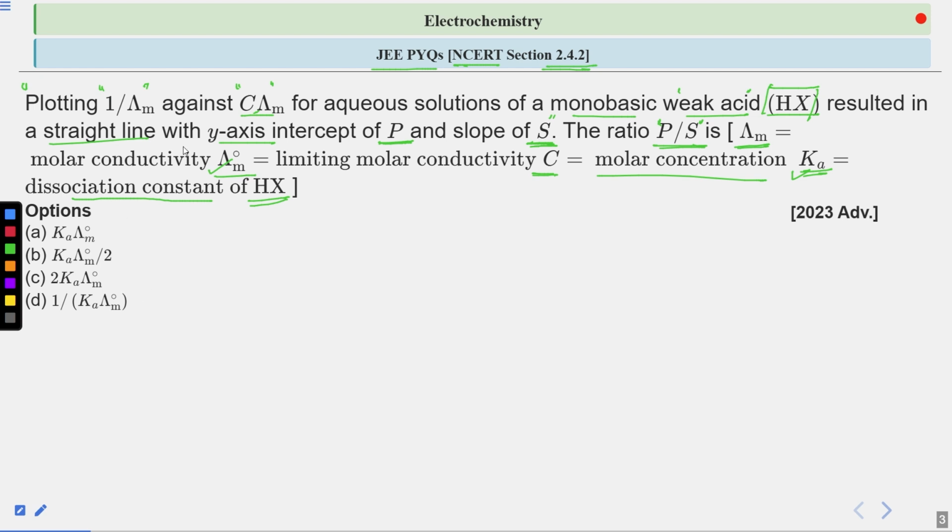The options given for this question are Ka lambda naught m, Ka lambda naught m by 2, twice of Ka lambda naught m, or 1 upon Ka lambda naught m. So these are the 4 options you have. Everything is given regarding the graph, between which quantities it has been drawn, and the representation of intercept and slope. You have to find the ratio of intercept to slope, right?